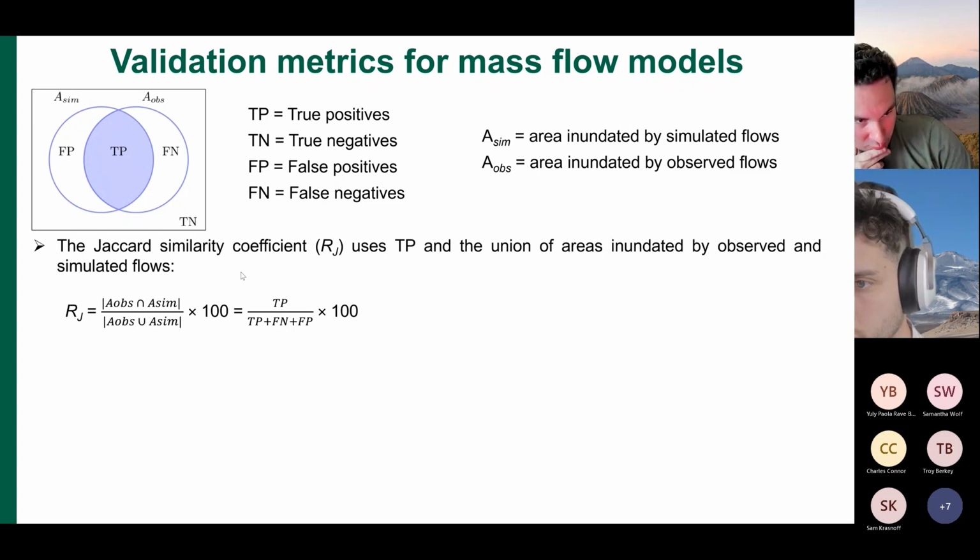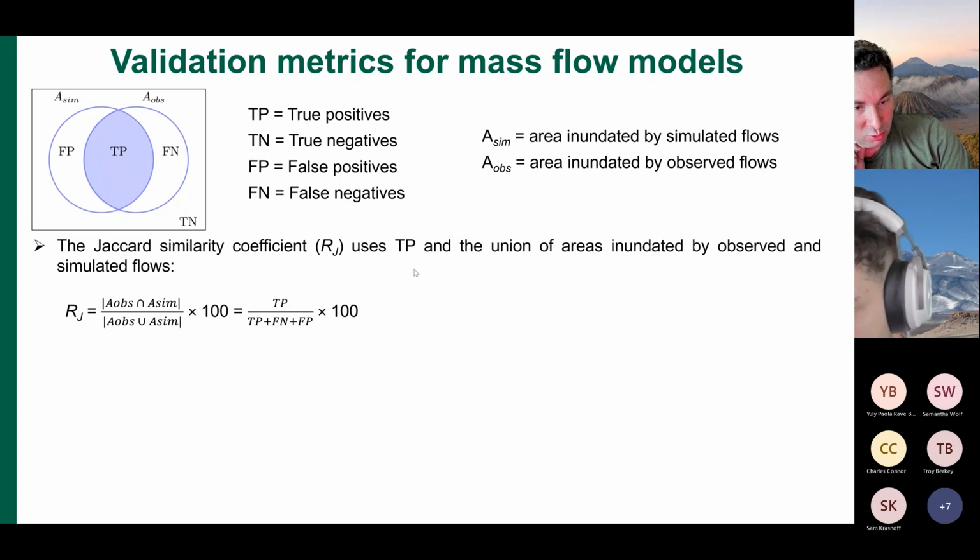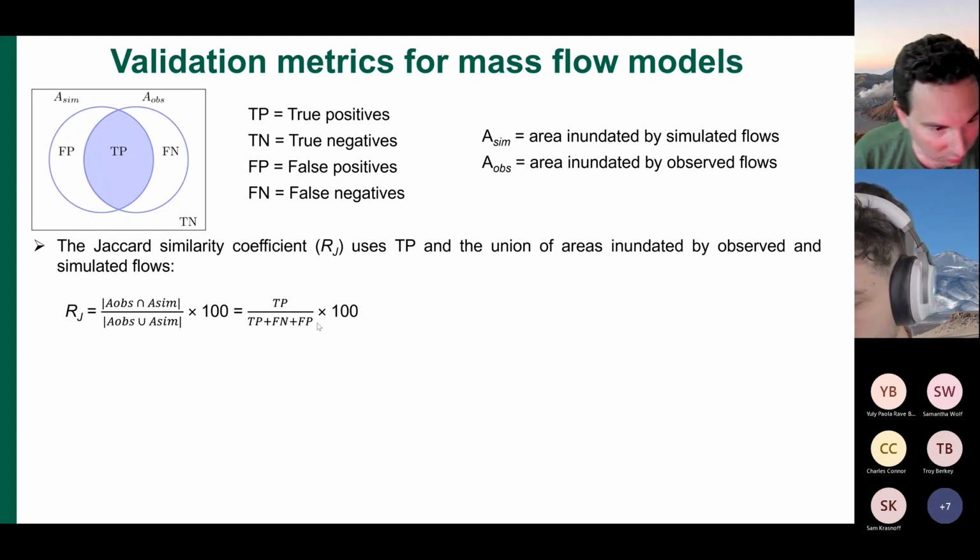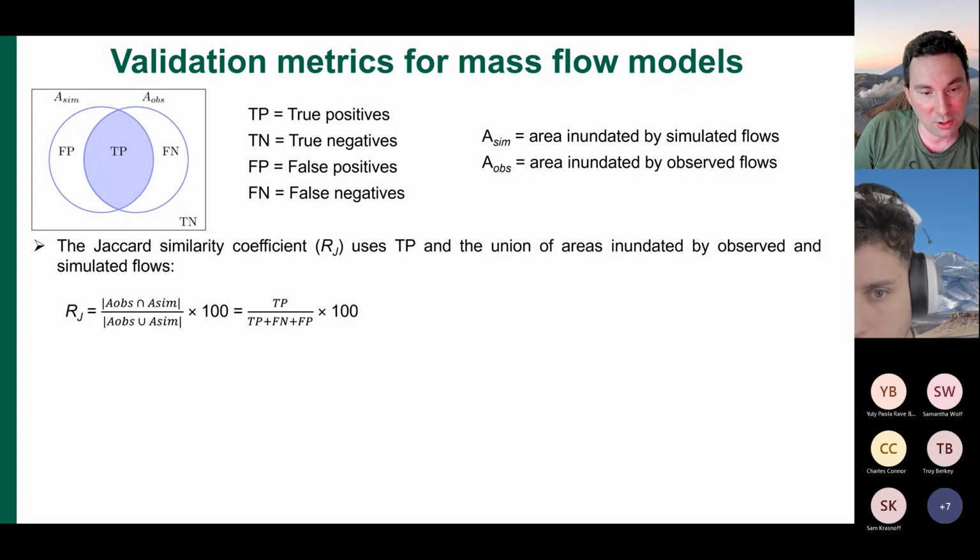So for example, you have the first one that is called the Jaccard similarity coefficient, that is one of the most used metrics, that is using the true positives and the union of the area inundated by the observed and the simulated flow. So in that case, you're dividing your true positive by the sum of the true positive plus the false negative plus the false positive. So it's a pretty restrictive coefficient that's going to take into account everything that the flow is able to simulate or everything that the flow is not able to simulate.